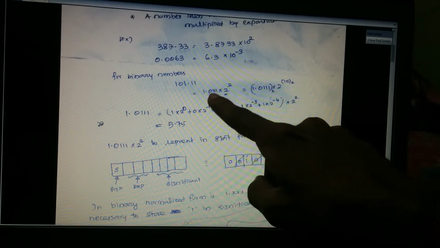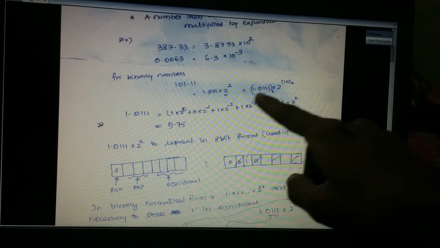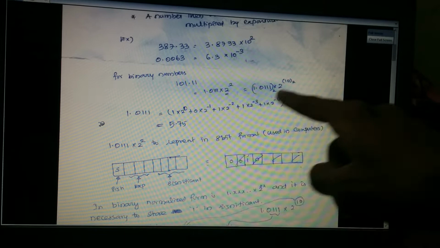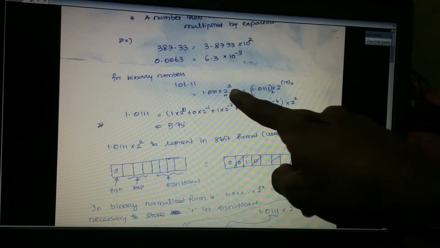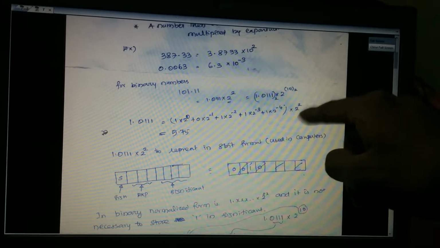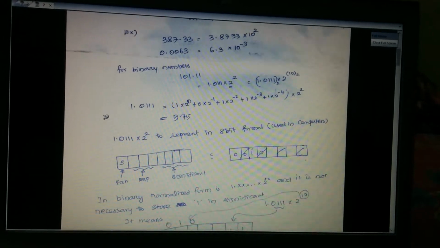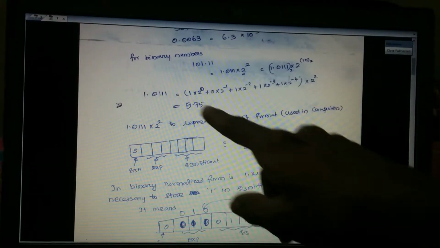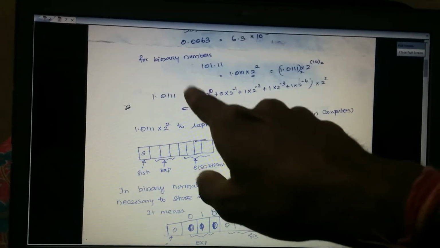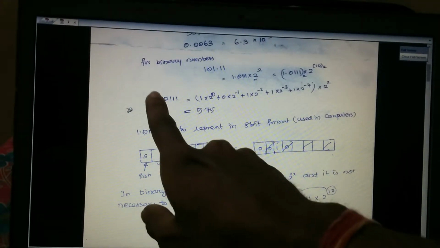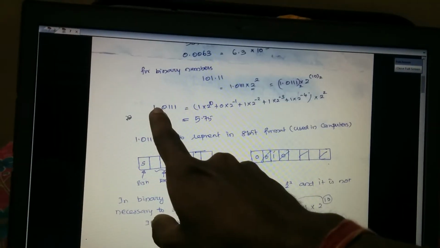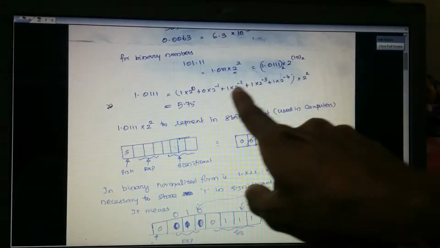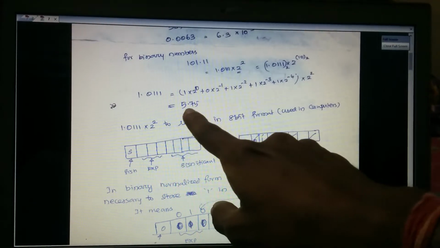So here 1.0111 is in binary form, therefore we are writing the base as 2, and this power 2 can be written as 10 in binary form, by base 2. And to convert this 1.0111 into the decimal system, we get 1 into 2 power 0. After the point, it is 0 into 2 power minus 1 plus 1 into 2 power minus 2, and so on. We convert this into the decimal number.